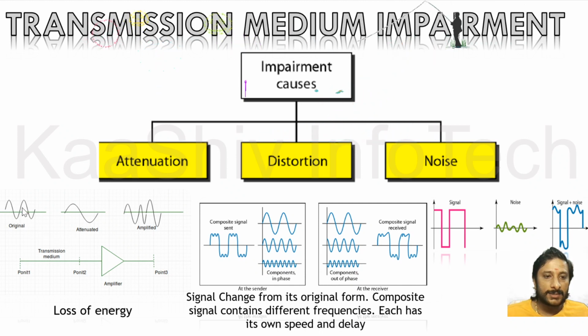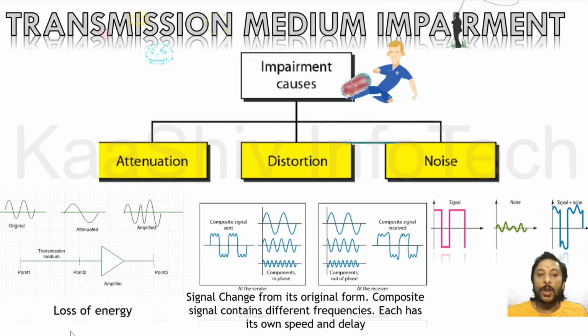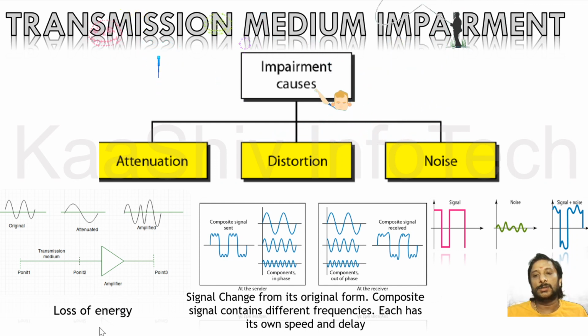You got the signal here, and some other signals are getting added, and you are able to amplify the signal. While sending the signal, it will become weak, with loss of energy. So we have to amplify it to make the signal effective. The attenuation is like loss of energy.